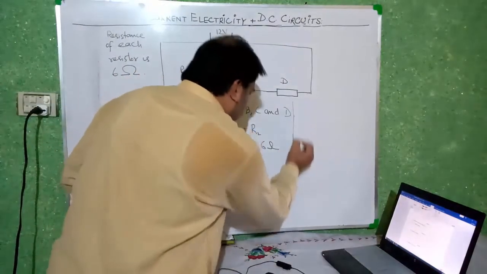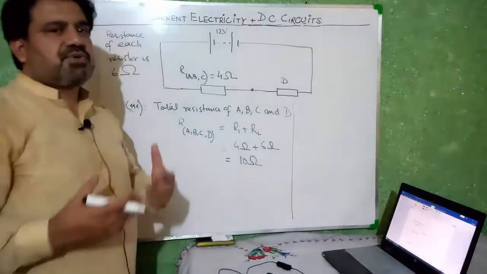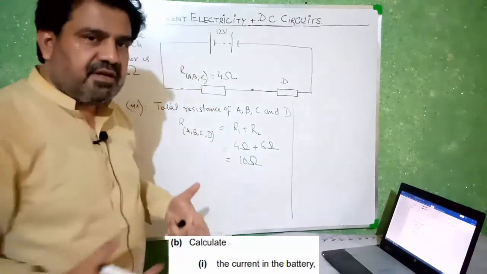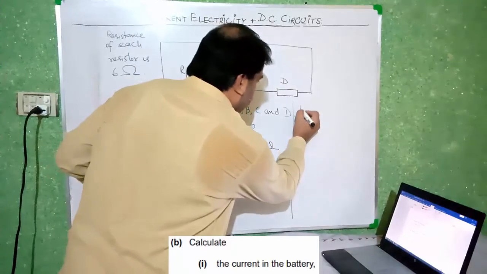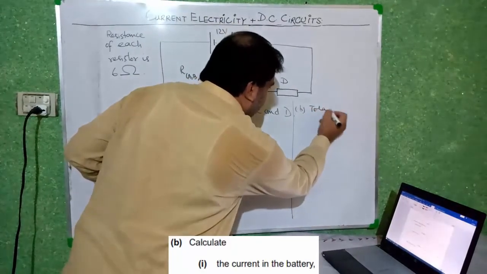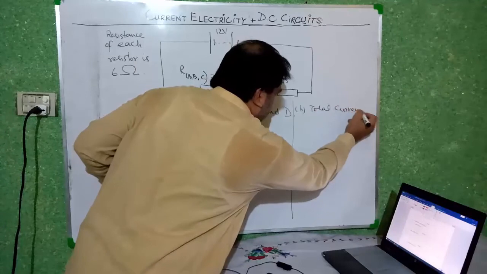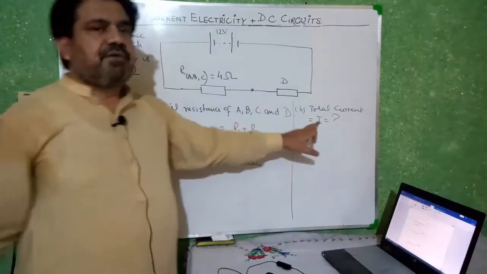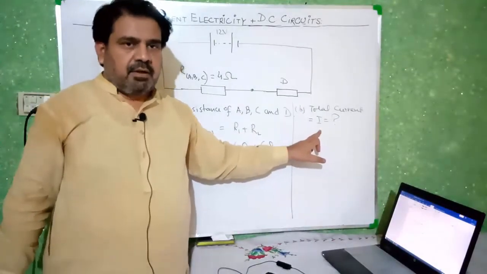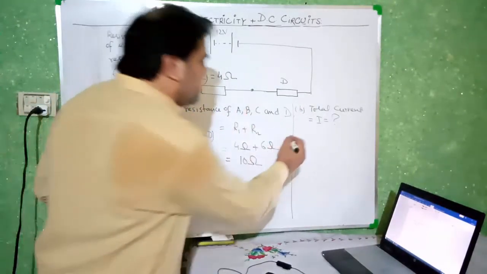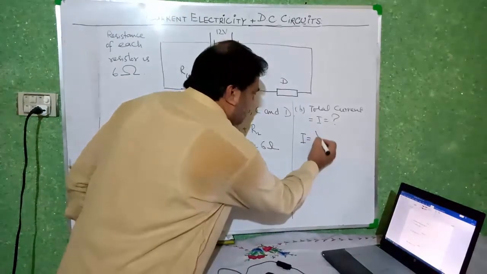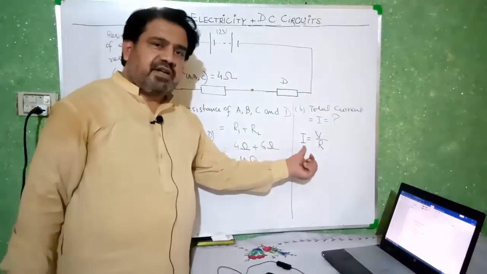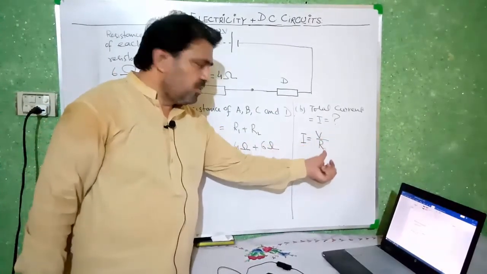Okay, we move to the next part. In the last part of the question, he just asks us to find the total current in the circuit, the total current in the battery. The total current, B part, is I is equal to question mark. To find the total current in the battery, we can use the formula I is equal to total potential difference divided by total resistance.